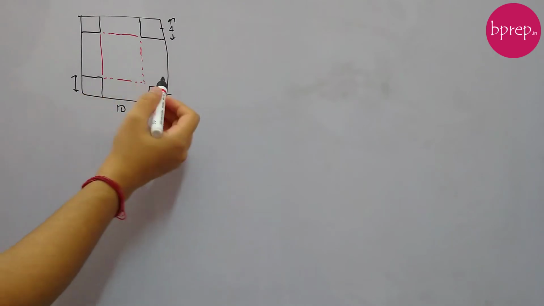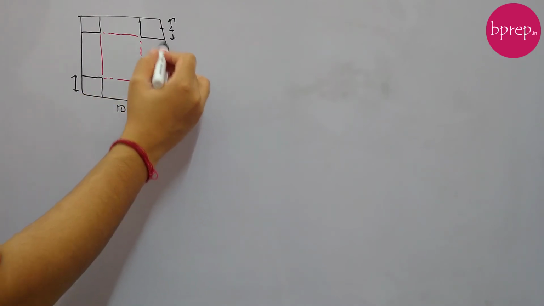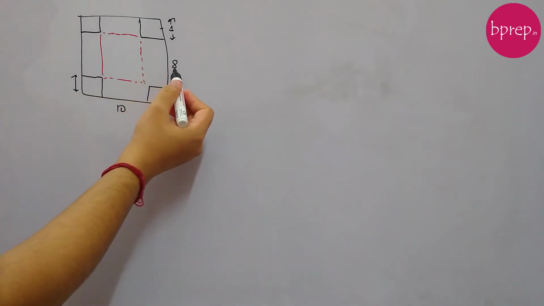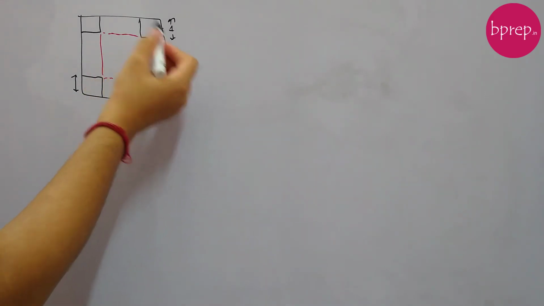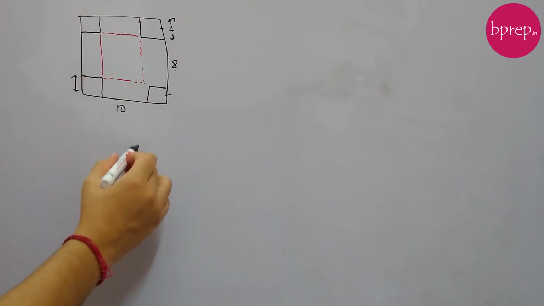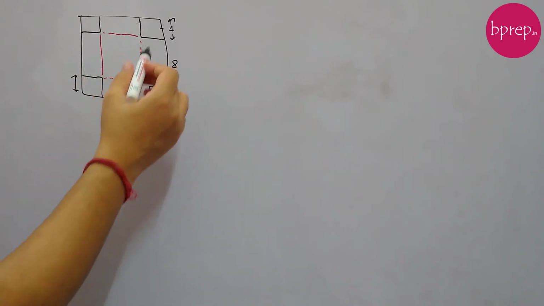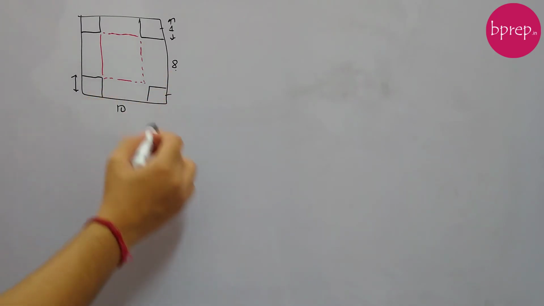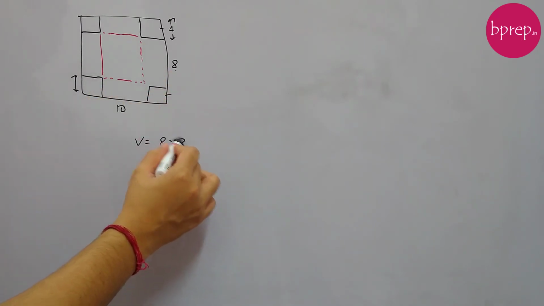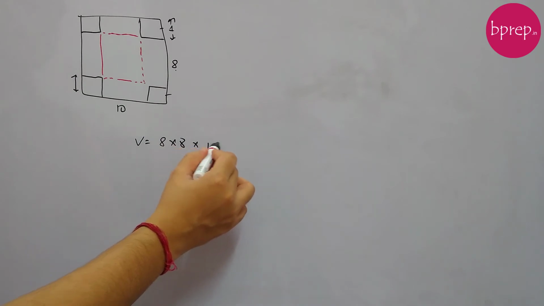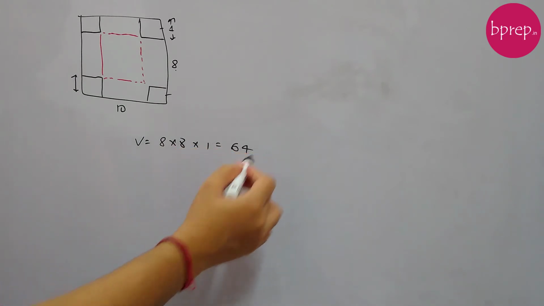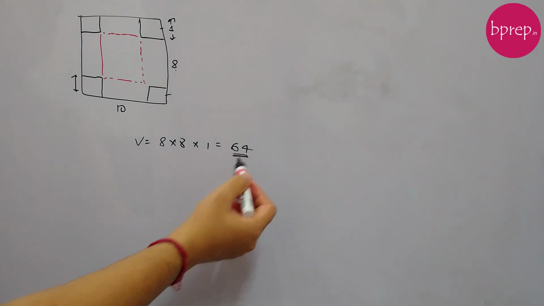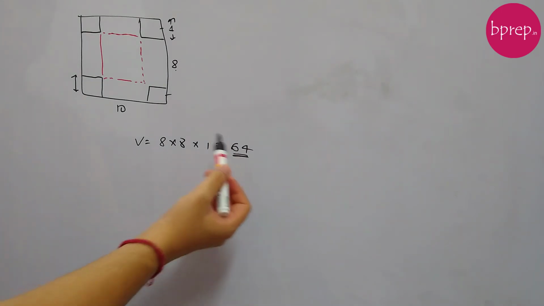Then the remaining portion of the cardboard is 8, 10 minus 2, right? So if we have removed 1 inch, then the volume of the open box would be what? This would be 8 and this side would also be 8. So 8 into 8 and height is 1. So this is 64.